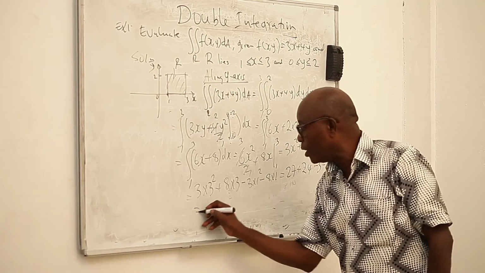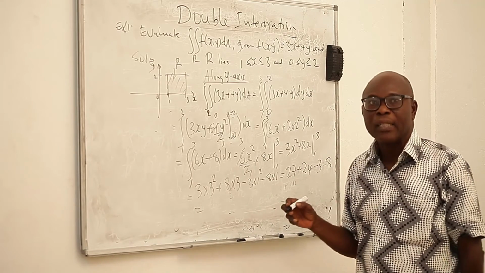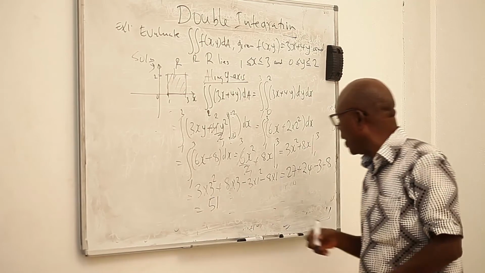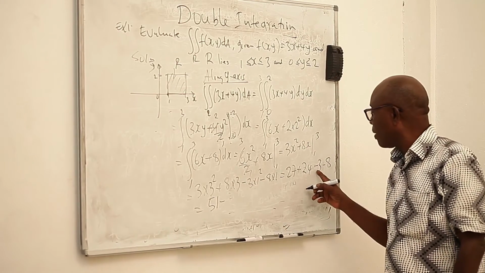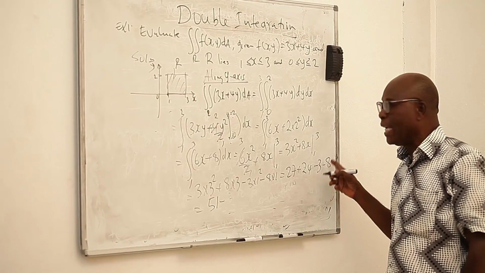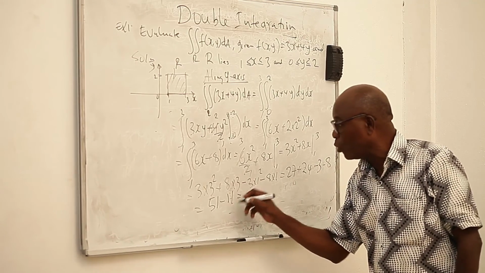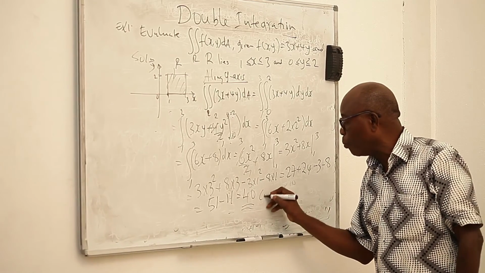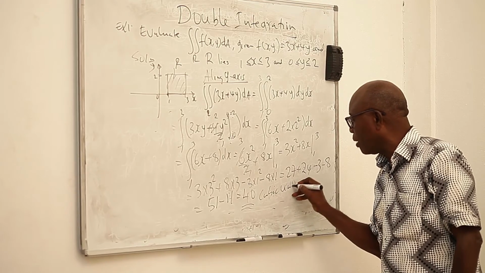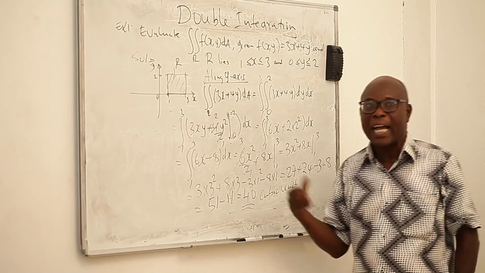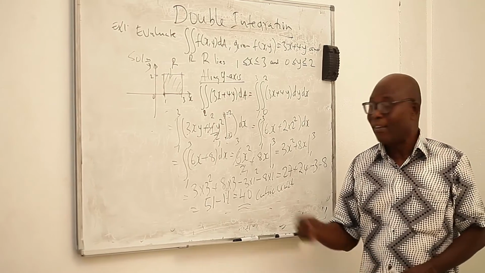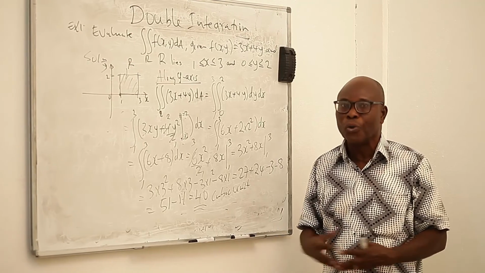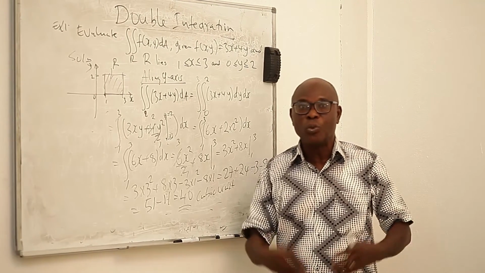So we're going to have 27 plus 24. I guess that will be 51. Yes, 51. Minus 3 minus 8 will give us minus 11. And so 51 minus 11 will give us 40. We realize that it's 40 cubic units. We realize that the answer along the x-axis gives us the same as when we worked along the y-axis. So there's no need to do the two.